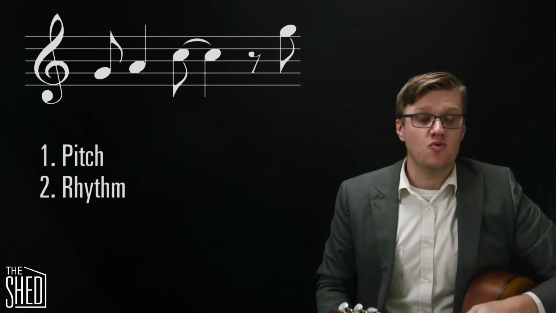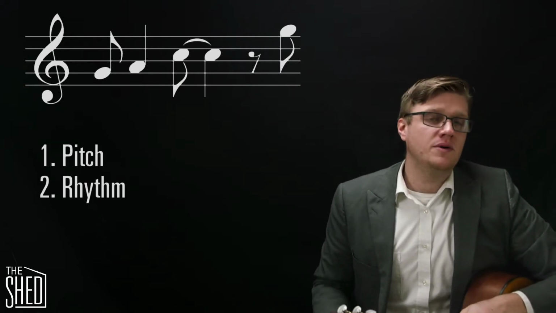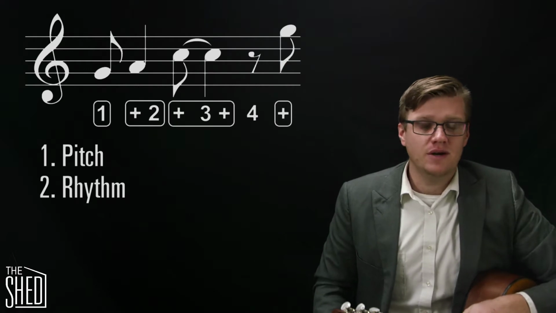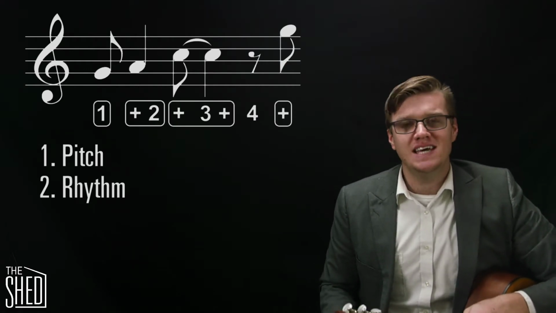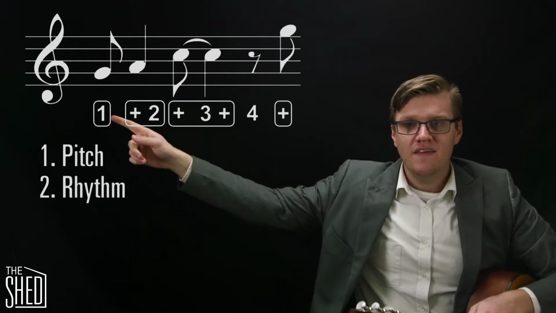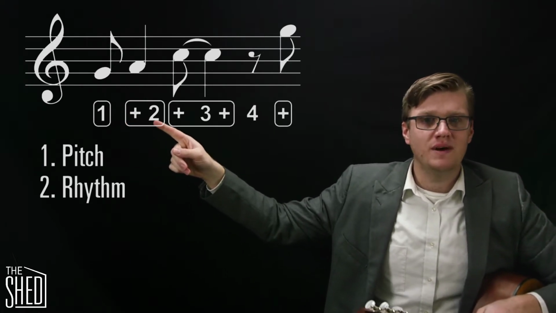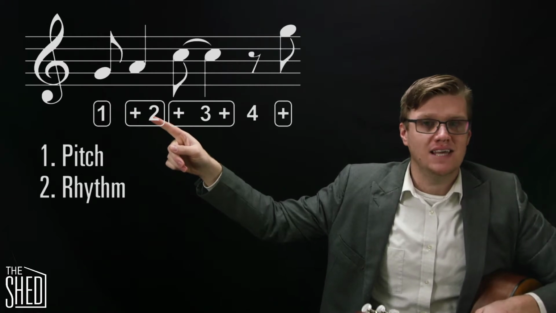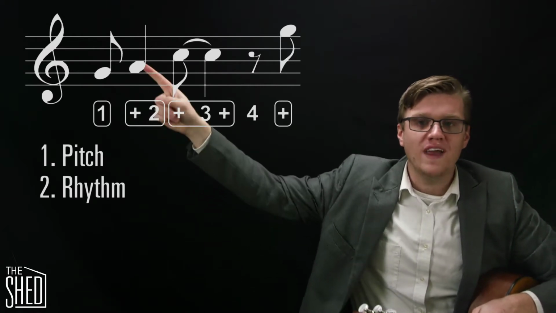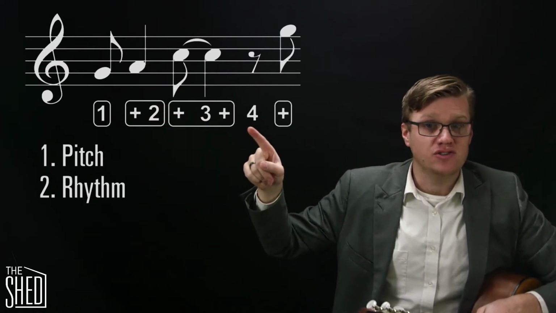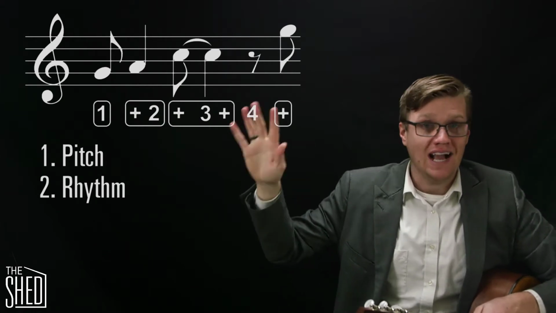Now the next step is rhythm. What I like to do if there's an unfamiliar rhythm is write in the counts and circles. So here we have counts and circles. If a count is inside the circle at the beginning of it, then that is an attack. So you're going to attack right there. If a count is inside the circle but it's not at the beginning, then that is a sustain. So like on beat 2, you're holding out that A. If a count has no circle around it, that's a rest, so you're not going to play there.